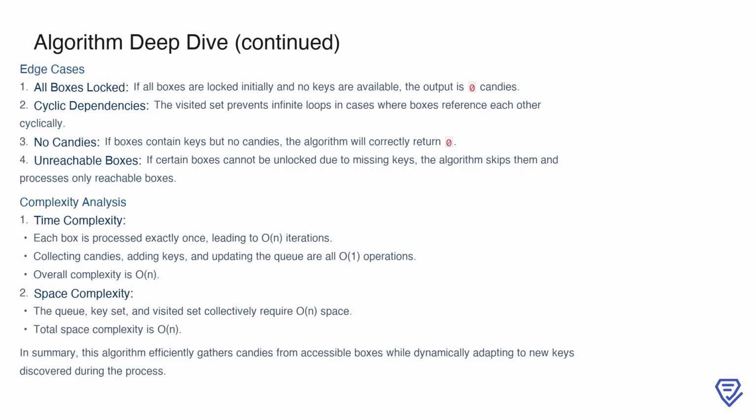From a complexity perspective, the algorithm is highly efficient. Each box is processed exactly once, resulting in a time complexity of O(n). Operations such as collecting candies, adding keys, and updating the queue are all constant time, further contributing to the O(n) time complexity. In terms of space, the queue, key set, and visited set collectively require linear space relative to the number of boxes, making the overall space complexity O(n) as well. This combination of efficiency and adaptability makes the algorithm well-suited for solving the problem.